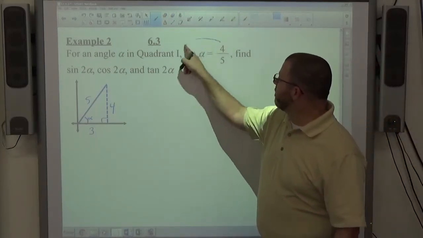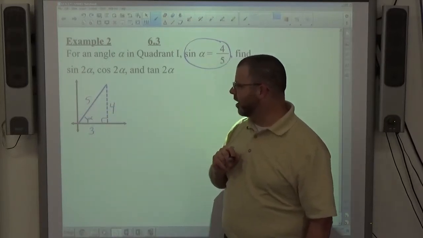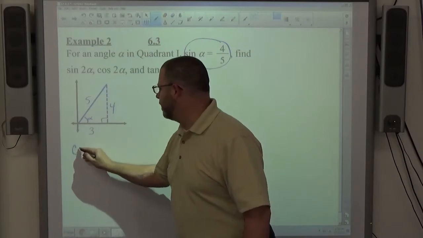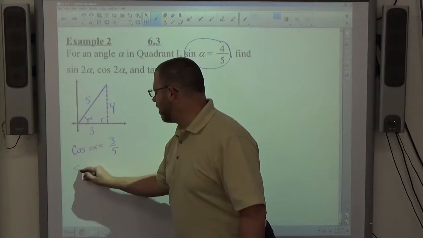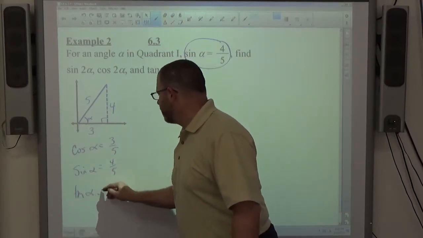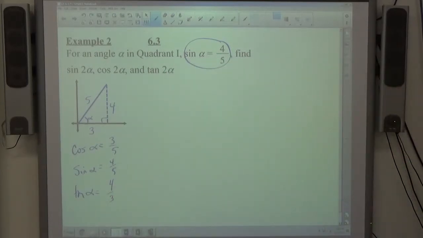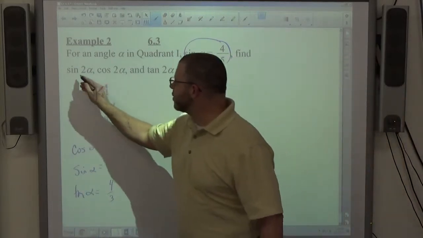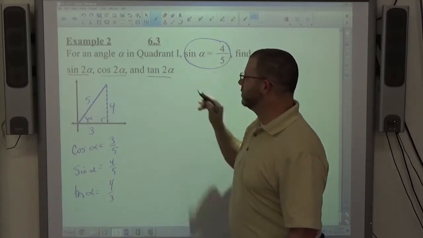But again, sine of alpha is 4/5, so opposite over hypotenuse are both known. Pythagorean triple, 3, 4, 5 right triangle. And just like that, I know the cosine of alpha is 3/5, the sine of alpha is 4/5, and the tangent of alpha is equal to 4/3. Just like that, we can very easily determine the sine, cosine, and tangent of this angle alpha. And what they want me to find is the sine of 2 alpha, the cosine of 2 alpha, and the tangent of 2 alpha.